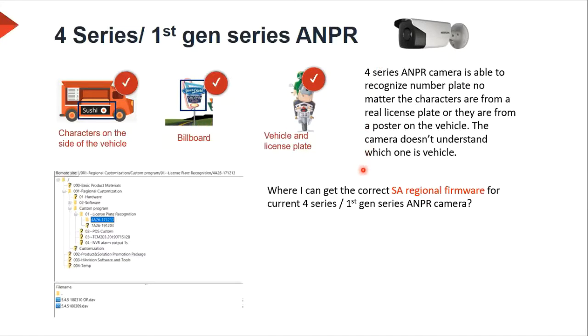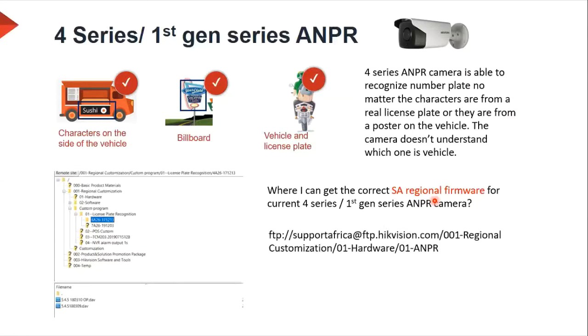So there's also a place where you can get the firmware for this. Remember that the ANPR cameras are very region specific, so we need to make sure that we have the correct firmware on the devices for South African number plates, optimized for South African number plates. So you need to make sure that you get the right firmware version, and the firmware version is available on our support FTP. This is the URL, so if you want to quickly grab this, it's fine. Otherwise, just contact us and we can get you the location of where to download the correct firmware version for that.